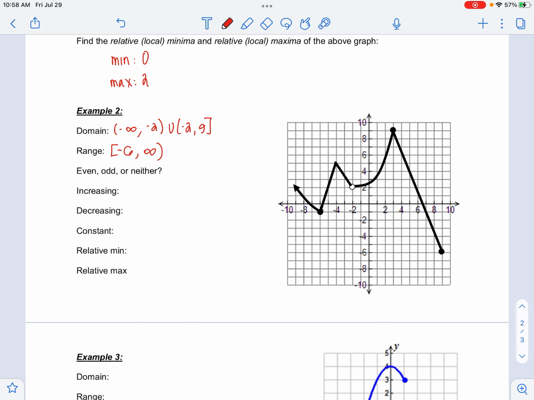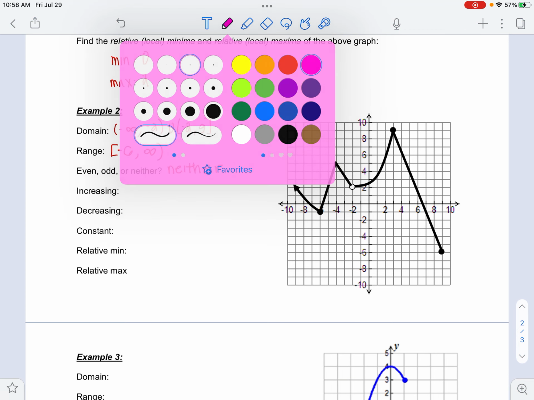All right, is the graph even, odd, or neither? If it was even, it would have symmetry over the y-axis, which it does not. If it was odd, it would have symmetry about the origin, which it does not. So this is neither. Where is it increasing, decreasing, or neither?